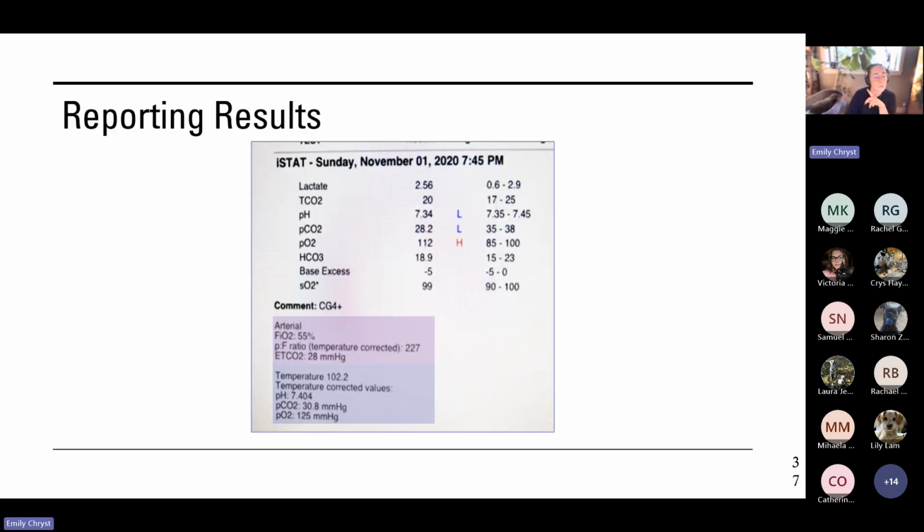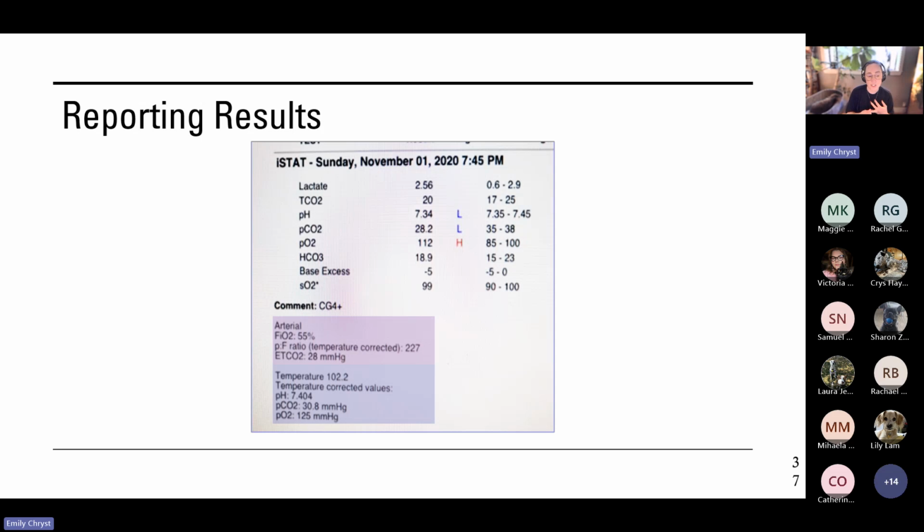Now, when we are reporting results, this is where the additional information that we might not report when we're running these under anesthesia becomes really, really important. So first and foremost, we need to mark down that the sample is arterial, fairly obviously. That has to be reported somewhere.